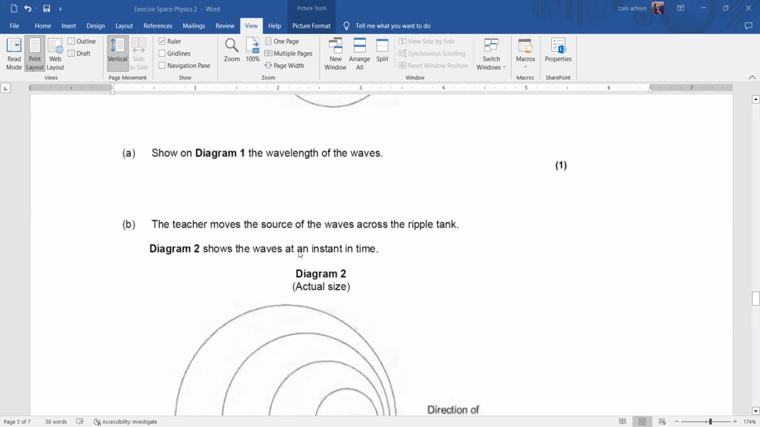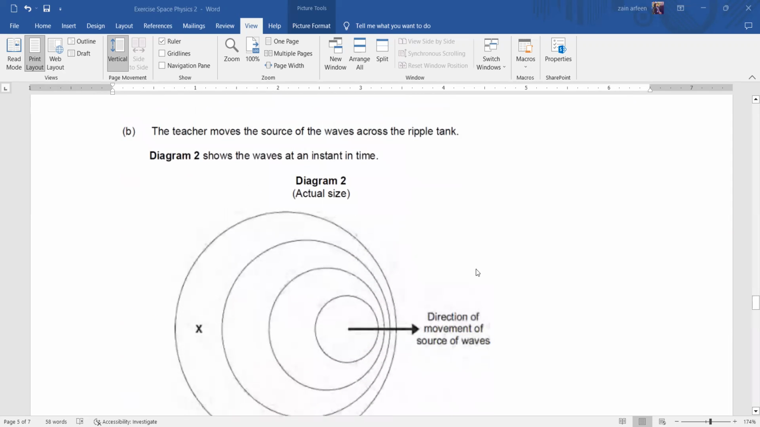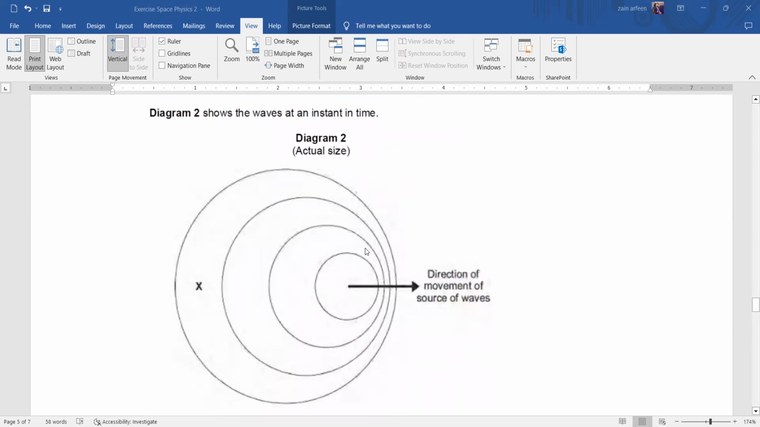The next one: the teacher moves the source of the wave across the ripple tank. As you can see, this is the direction of the movement. Diagram 2 shows a wave at an instant in time. Diagram 2 is actual size.